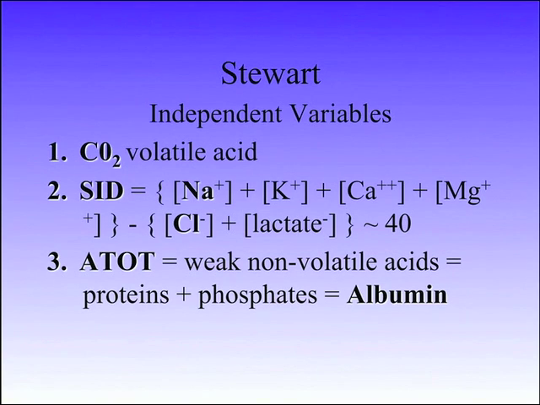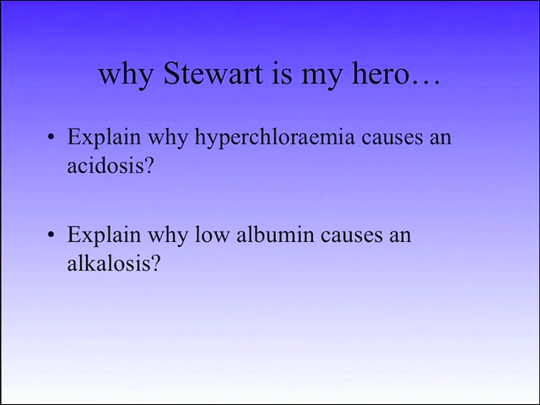There are Na pluses and Cl minuses because they're fully dissociated. And if you add up all of those ones there, you've got a gap of about 40. And they're always the fully dissociated ions in your body. And also things called the weak non-volatile acids, which are basically proteins, which are basically albumin. And he is my hero for these two reasons. He can explain why hyperchloremia causes an acidosis, and he can explain why low albumin causes an alkalosis.